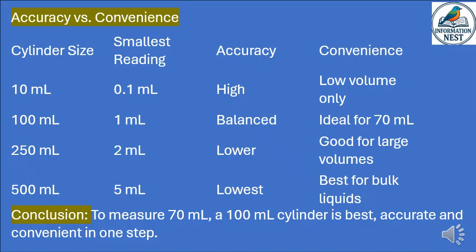So the conclusion is, to measure 70 ml, the 100 ml cylinder is your best friend. Accurate and convenient in one smooth step. Choosing the right cylinder isn't just about size, it's about how precise you need to be. Scientists always balance accuracy with practicality. That's what makes them awesome. Smallest reading is how tiny a change you can detect. Convenience is how quickly and easily you can measure. So, don't just grab the biggest cylinder. Think like a scientist and choose the one that fits your mission.